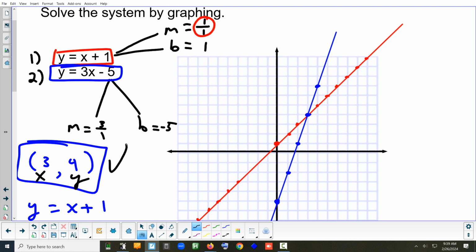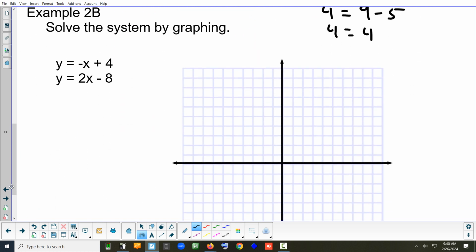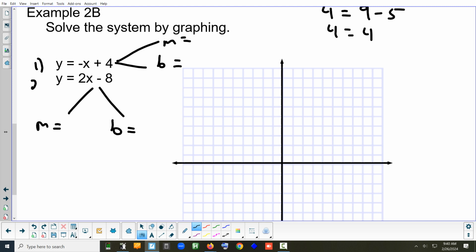Let's try one more. This time I'm not going to check it, but let's just at least try to find what we think the answer is. Okay, so solve the system by graph. Okay, let's write down the M and the B. And let's write down the M and the B. Okay, what's the slope in equation 1?